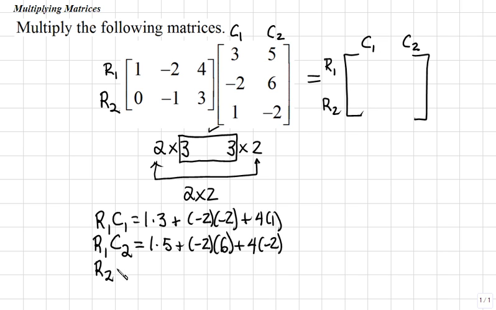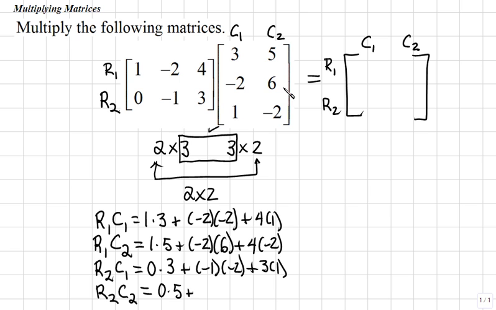That means that we'll take the second row from our first matrix multiplied by the first column of our second matrix. So row 2, column 1 will be 0 times 3 plus negative 1 times negative 2 plus 3 times 1. And last, let's find row 2 and column 2. So we'll take the second row from our first matrix multiplied by the second column of our second matrix. So we'll multiply 0 times 5 plus negative 1 times 6 plus 3 times negative 2.